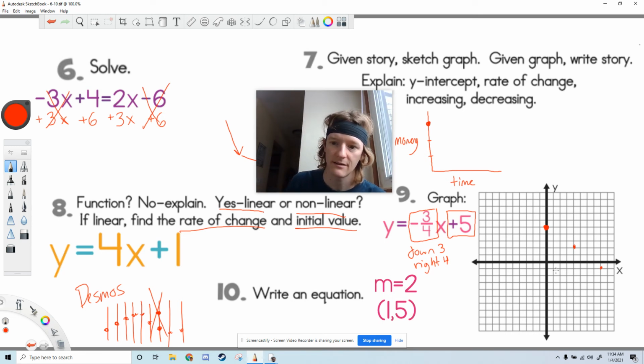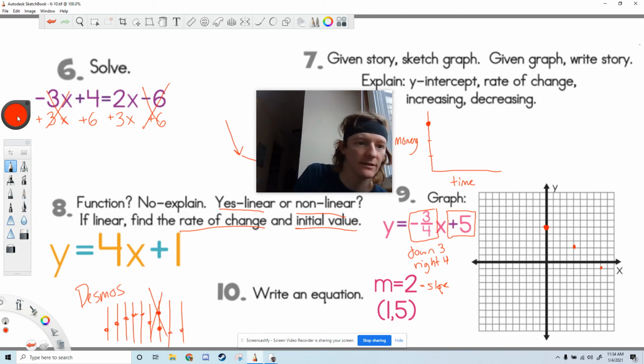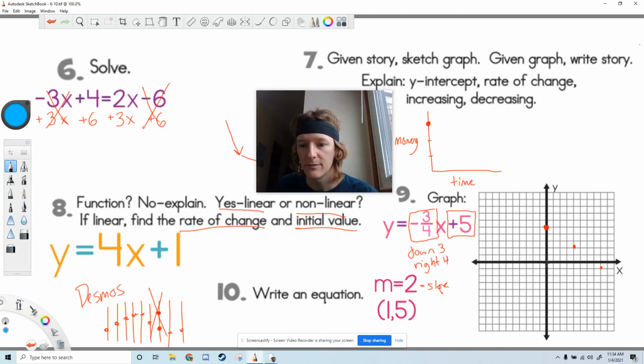For number 10, I'm going to use this same graph. We have a slope of 2. M means slope. And our line goes through 1, 5. So let's go with blue here. I'm going to draw that point at 1 and up 1, 2, 3, 4, 5. This blue dot is 1, 5. Our slope is 2, which means we go up 2 over 1. So what is our y-intercept? Well, it's right here. B is at 1, 2, 3.